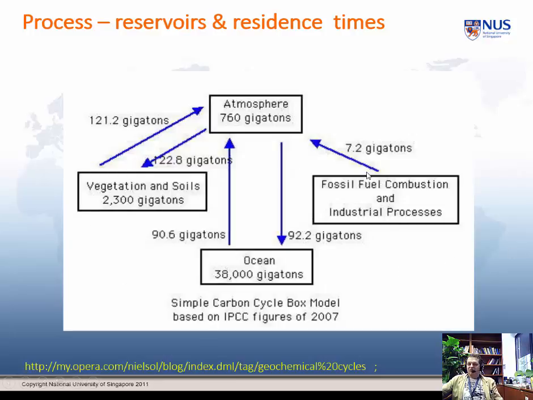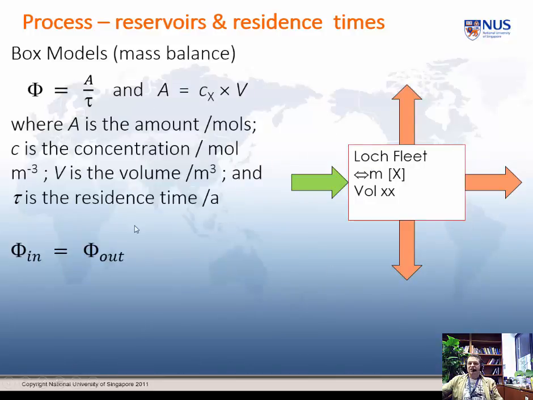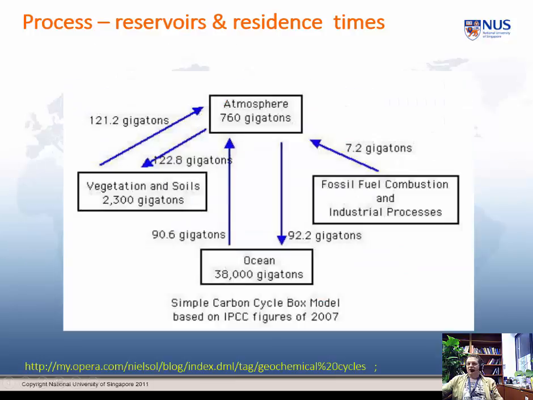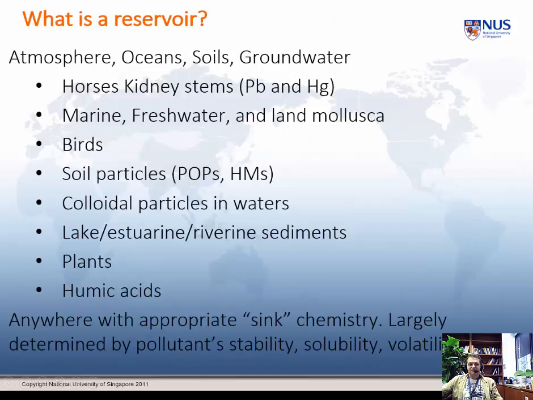This is just a carbon box model giving you a broad idea of the fluxes of carbon moving around between the ocean, the atmosphere, vegetation, soils, that's the biota, and fossil fuel combustion, and the amounts of carbon in those reservoirs. All of this is purely using these two tools. Anyway, okay.